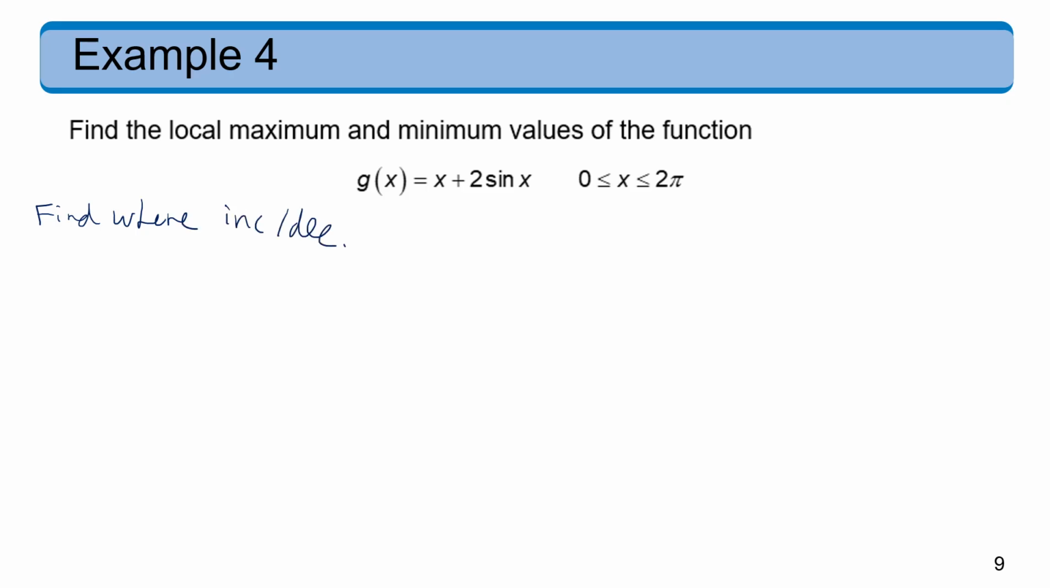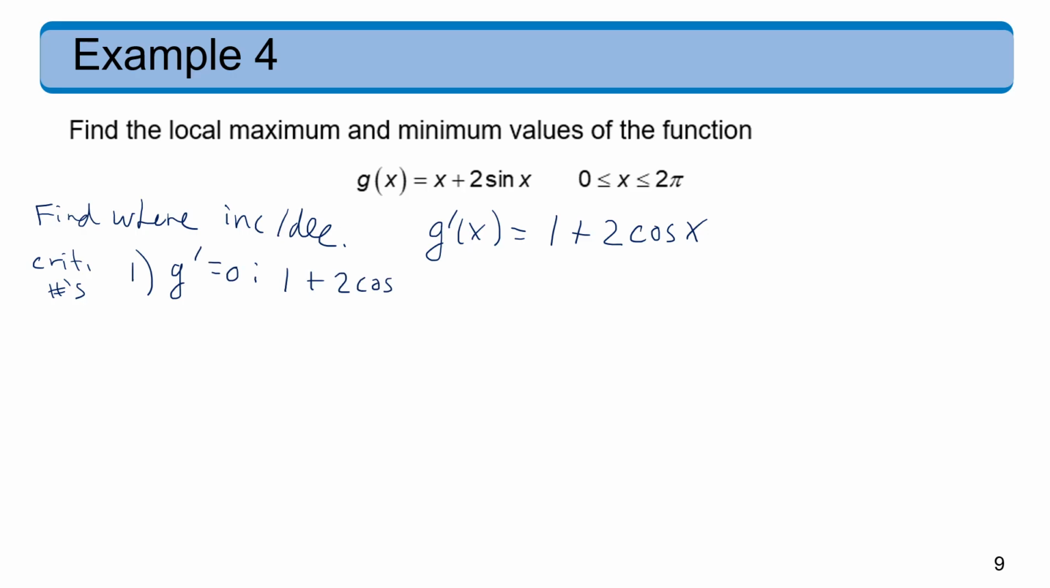So we need critical points, which means we need g prime. So the derivative of x is 1. Then we have plus 2 times the derivative of sine, which is cosine. Then we look for our critical numbers by looking at two things. First of all, when g prime equals 0. So we set our formula we found for g prime equal to 0 and solve this for x.